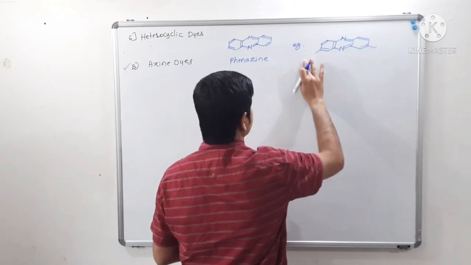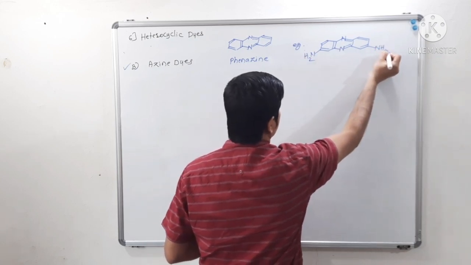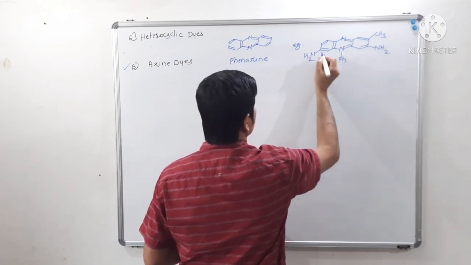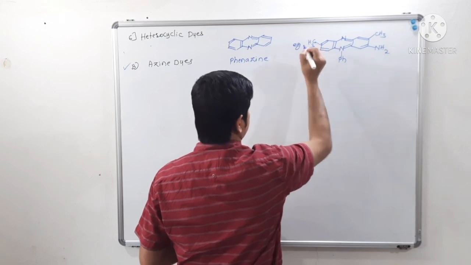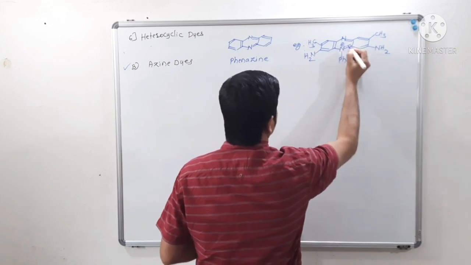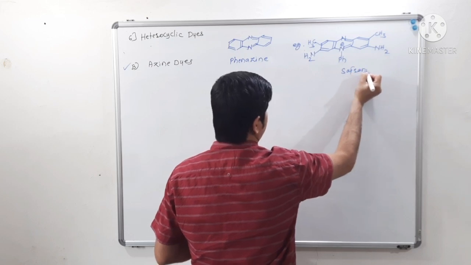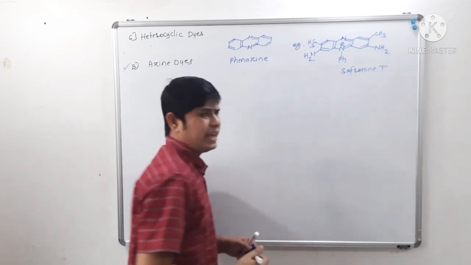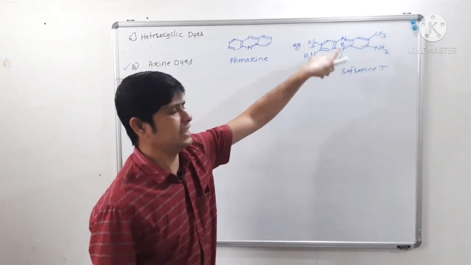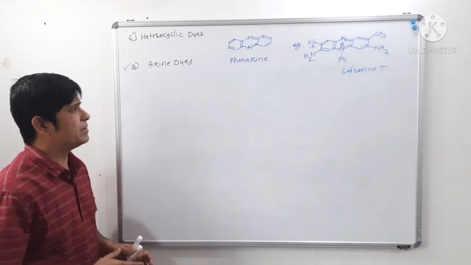N plus, safranine T. This is an example of an azine dye, safranine T. Now we have to see the synthesis of safranine T.